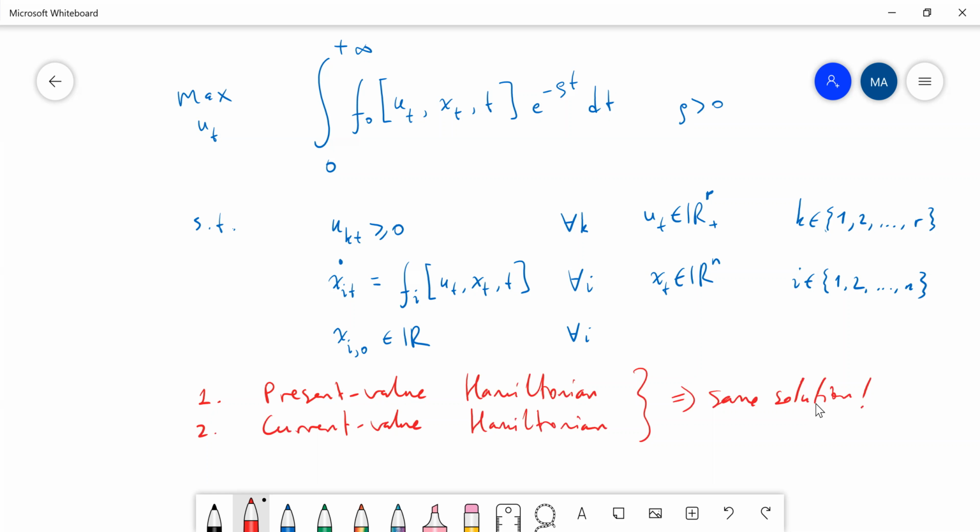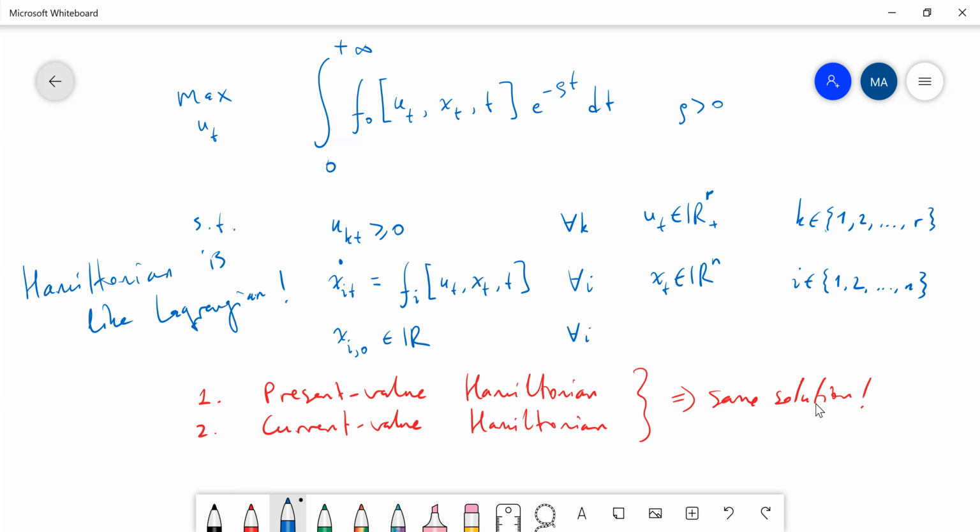Once again, the Hamiltonian is like your Lagrangian. They have a similar function. So we first define our Hamiltonian, then we're going to write the first-order conditions by using the Hamiltonian function.